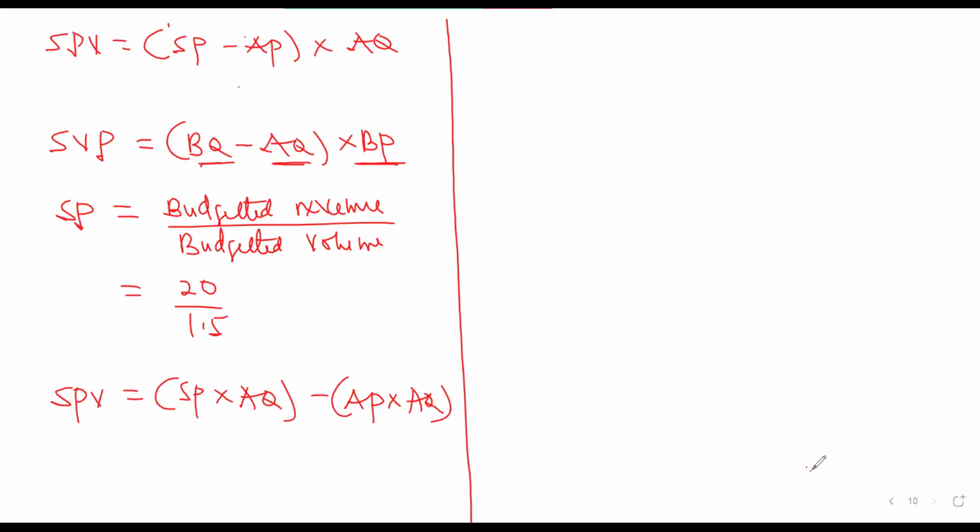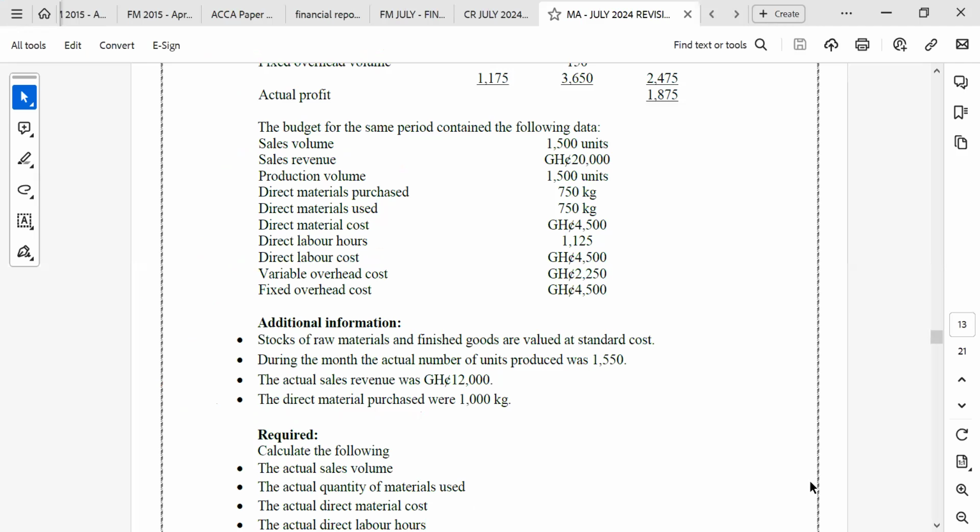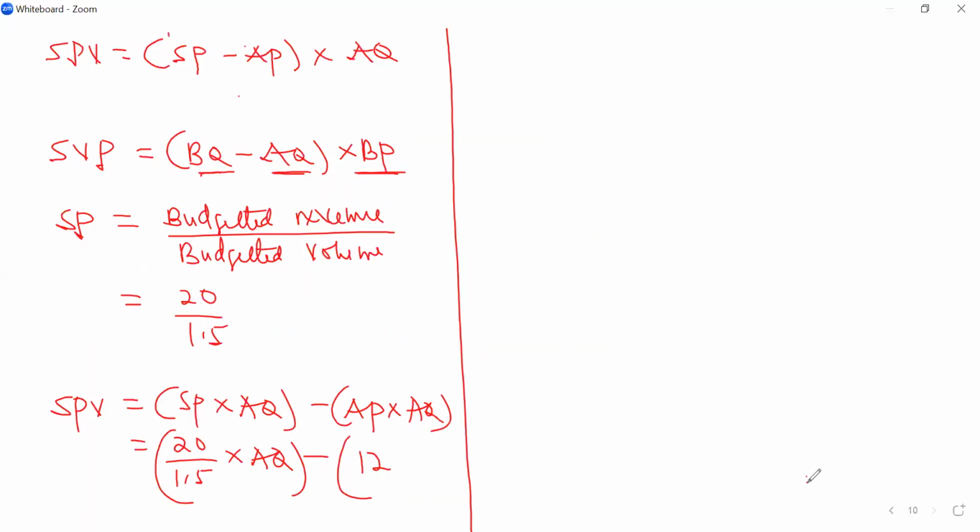Can we say that this is the same as 20 over 1.5 multiplied by the actual quantity minus, we know that the actual selling price multiplied by the actual quantity will give us the actual sales revenue. Is that correct? Yes. If you multiply the actual quantity by the actual selling price, it is the actual revenue that you are receiving, and the actual revenue given to us over here is what? It's 12,000. So we can factor in the 12,000 as a figure here.